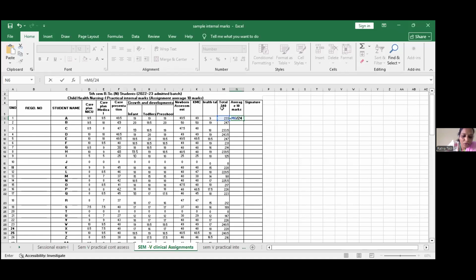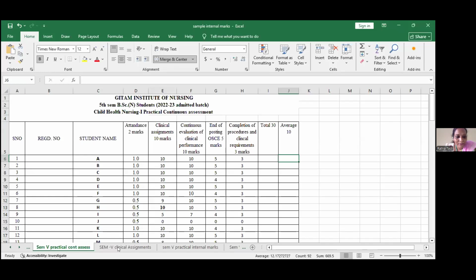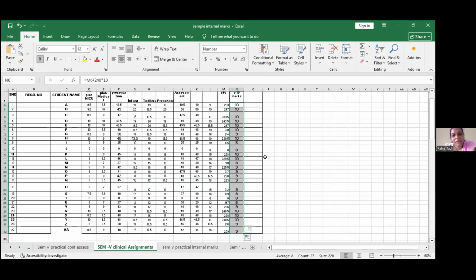Many of you might be aware of this, but there are few who still need it, so for them this will be helpful. Multiplication is the star near the number 8, so that is into 10. That's how I get my average, and I can just drag it and I will get the average for all the students at once. This is how I take the average for all the things.